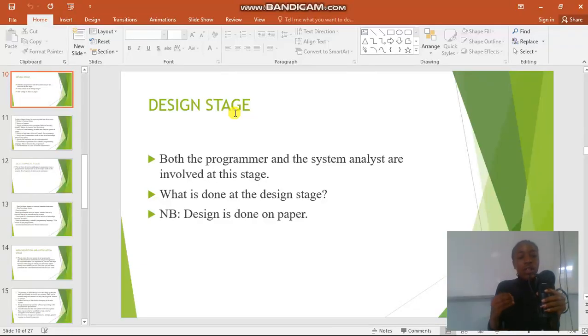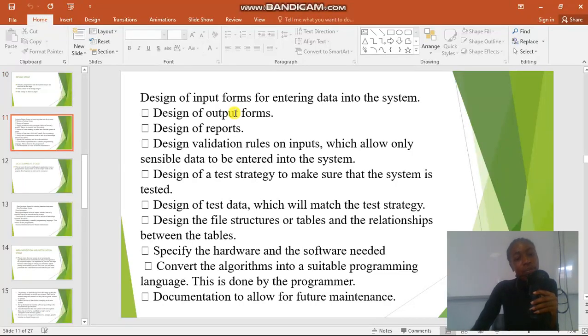Here, both the programmer and the system analyst are involved at this stage. What is done at this stage? This is done on a piece of paper whereby a programmer converts the algorithm into a suitable programming language, for example C++, Java, and so on. And then the programmer tries to write the requirements on a piece of paper to make sure that the requirements are being met so that this software app will run or the system will run.